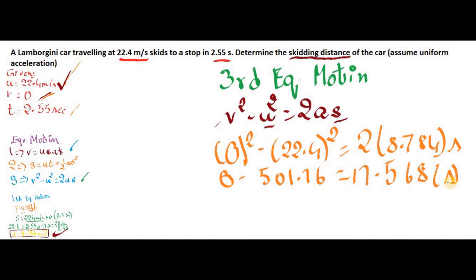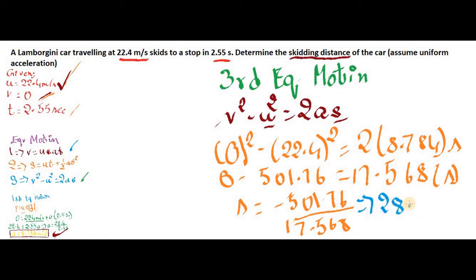And then this would be nothing but s is equal to minus 501.76 divided by 17.568. So again the use of the calculator here. Now I'm gonna praise the inventor of the calculator, whoever it is. It's being very useful for me in this moment. So the answer would be 28.56.